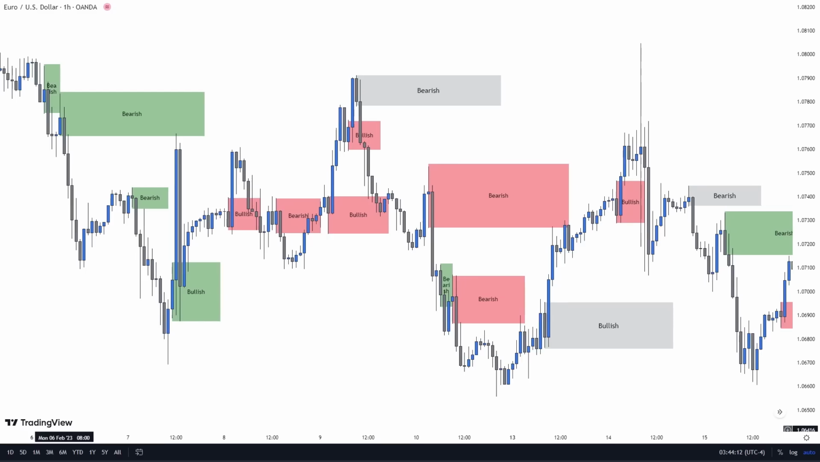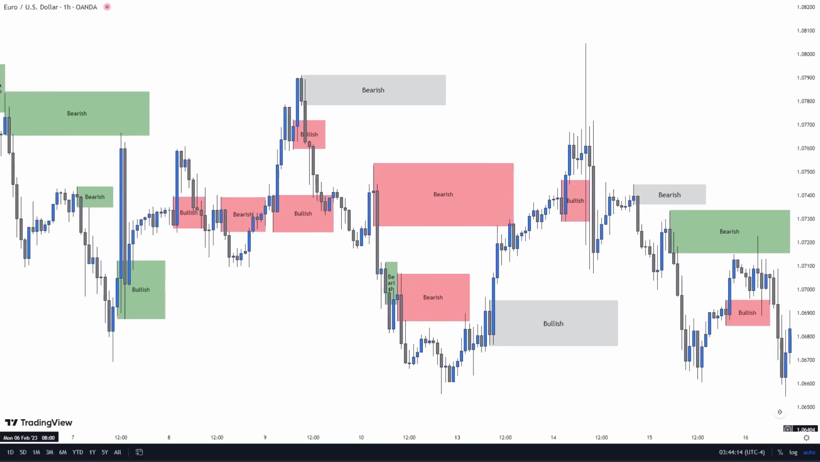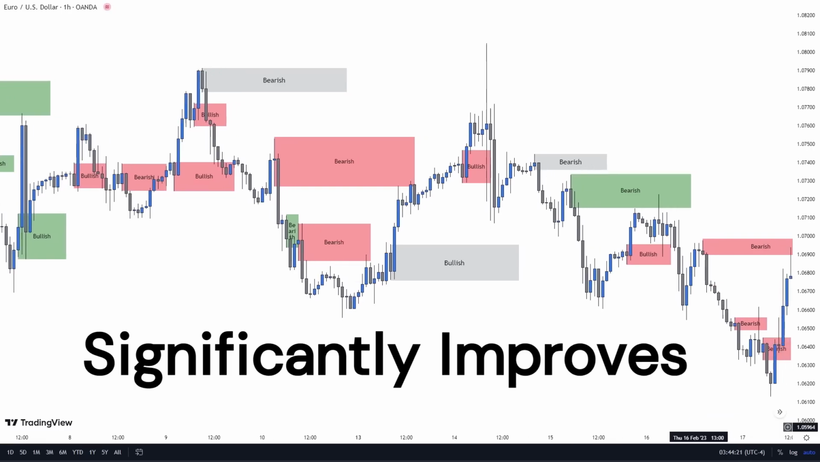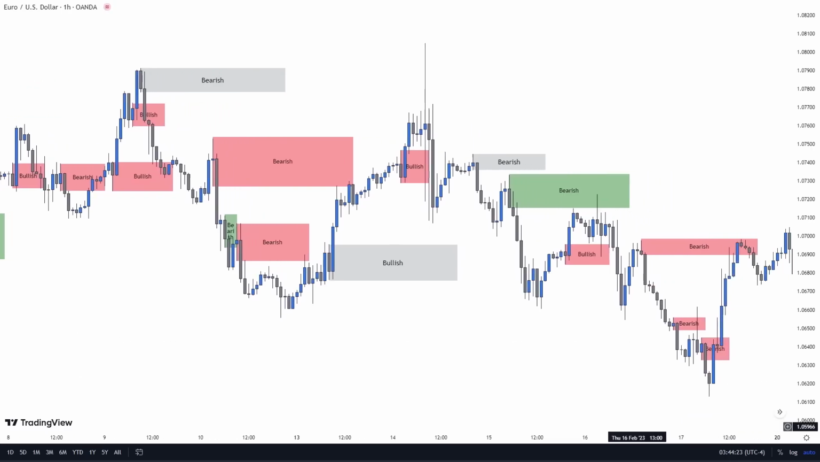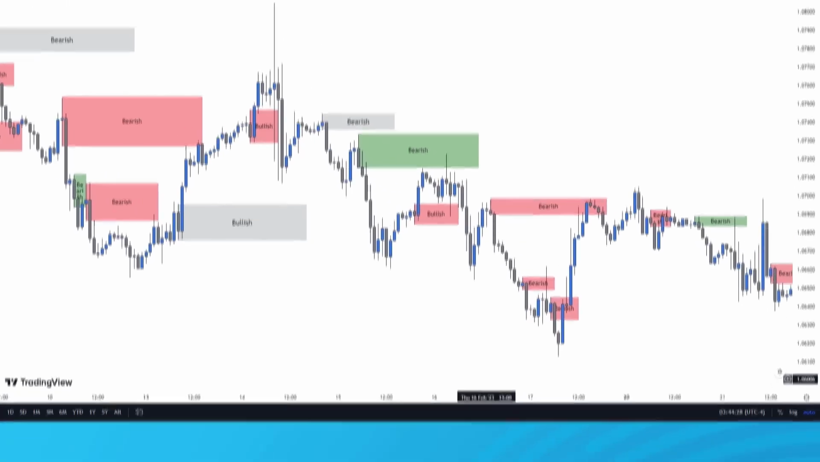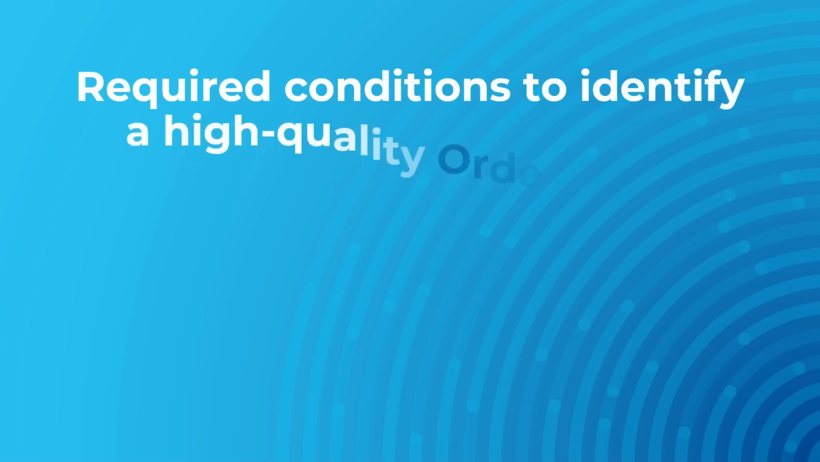In the backtesting, we have realized that when certain conditions accompany order blocks, the chance of winning the trades significantly improves. We also noticed repetitive patterns form on the chart that dramatically increase trading returns. So let me explain to you what conditions are required to identify a high-quality order block.